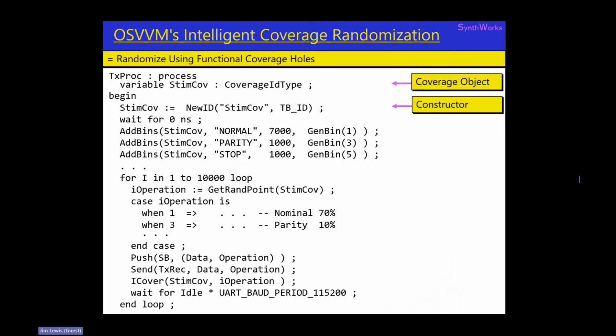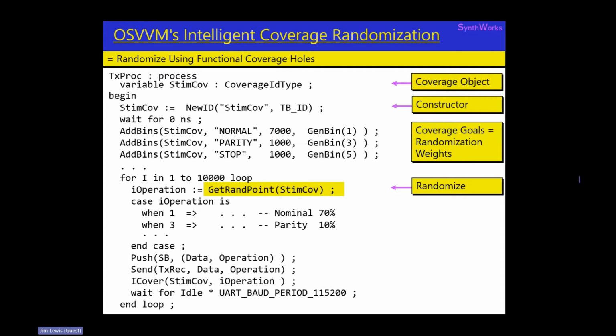Okay, we go a step further. OSVVM's intelligent coverage randomization is basically randomization using the functional coverage holes, or it does a random walk across the functional coverage holes. We set it up the exact same way we set up any other coverage model, but we also add coverage goals here. Here, I have them adding up to 10,000, our coverage goals. They're used as random. Once they've reached that goal, they don't randomize anymore.